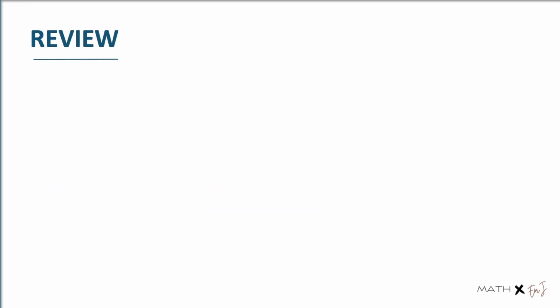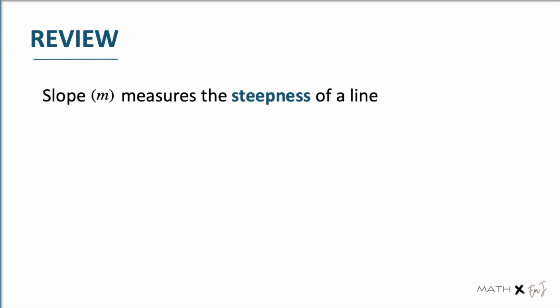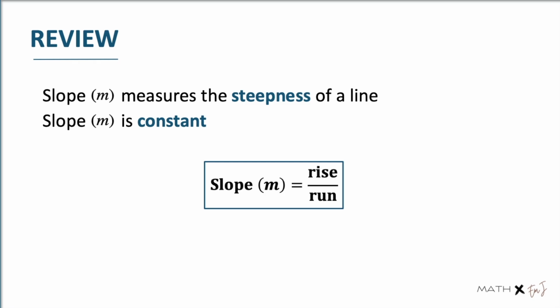Okay, so before we finish, let's quickly review the important things that we learned today. First, slope measures the steepness of a line. Second, slope is constant. So choose any 2 points that you want on the line when you're calculating slope. And finally, slope is calculated by using the formula rise over run.